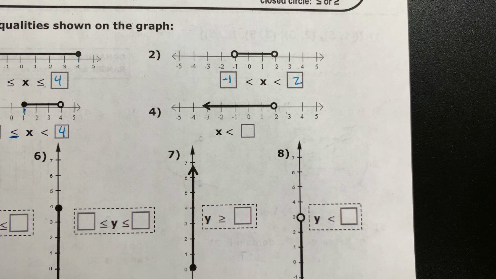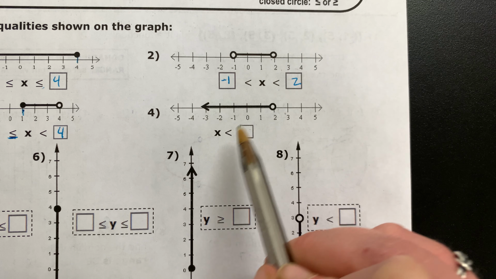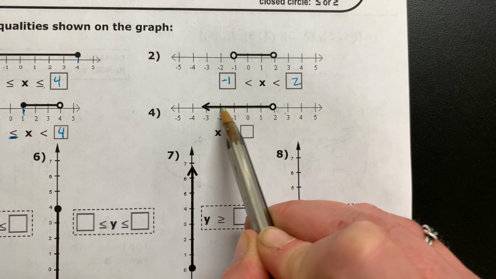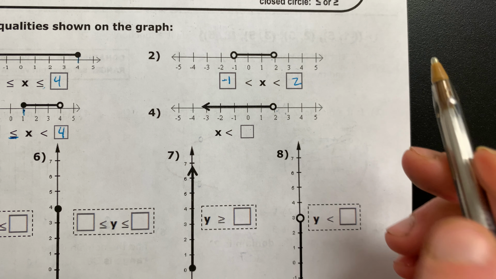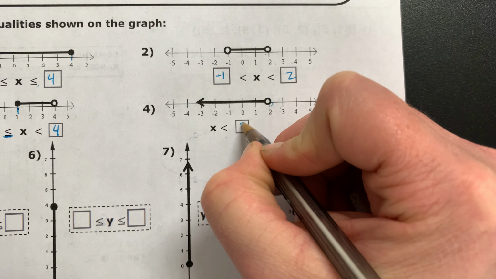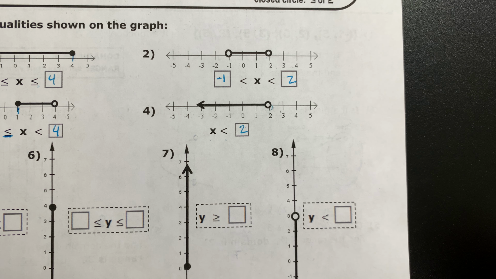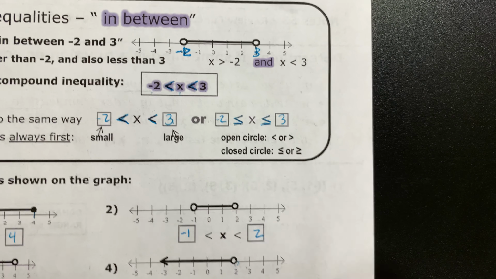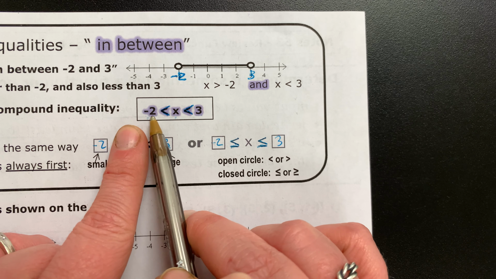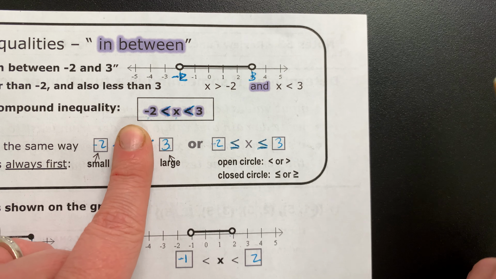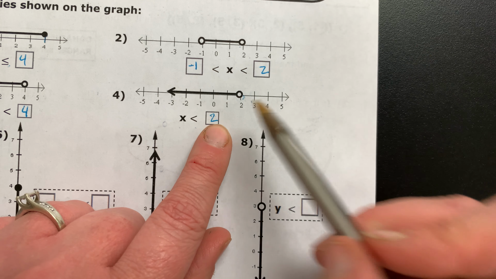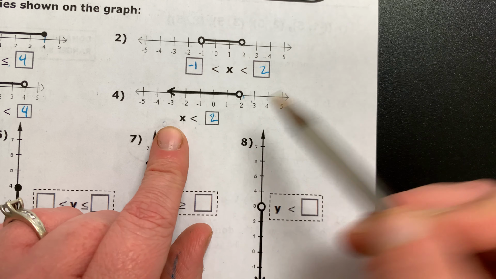All right, this one's a little bit trickier. I don't have 2 endpoints. I have 1 endpoint, and then I have an arrow going less than. So I can say that x is less than this number. If I only have one endpoint, I'm not going to write it like this because this is telling me that I have two endpoints. I have an endpoint at -2 and I have an endpoint at 3. This is telling me I only have one endpoint and x is either less than or greater than that endpoint.